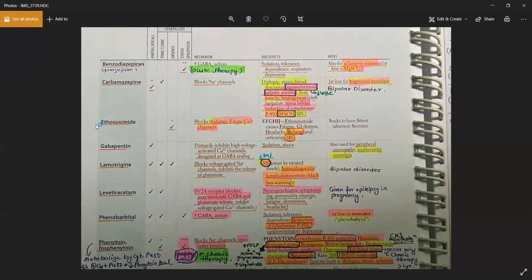Then you have the ethosuximide, which is a calcium channel blocker. You use that mainly for the absence seizures. And you guys already know how to differentiate between the absence seizure and the partial complicated seizures, right? So for the absence seizures, you need to give the patient ethosuximide, the drug of choice. But the ethosuximide can cause the Stevens-Johnson syndrome. That is the important thing.